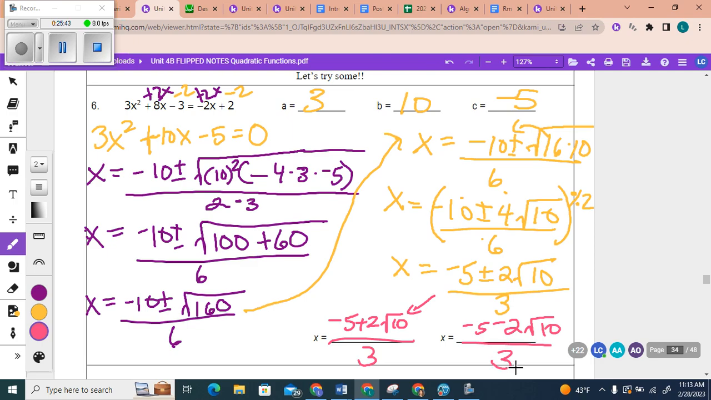Miss Cullen, that looks weird. Okay, stop judging. Be nice.